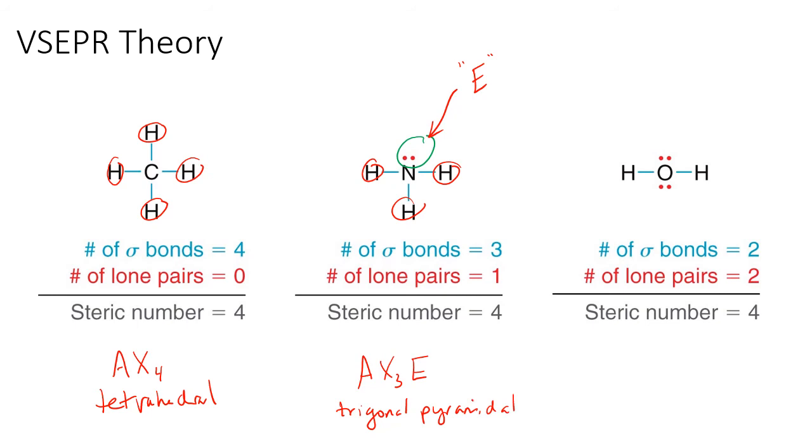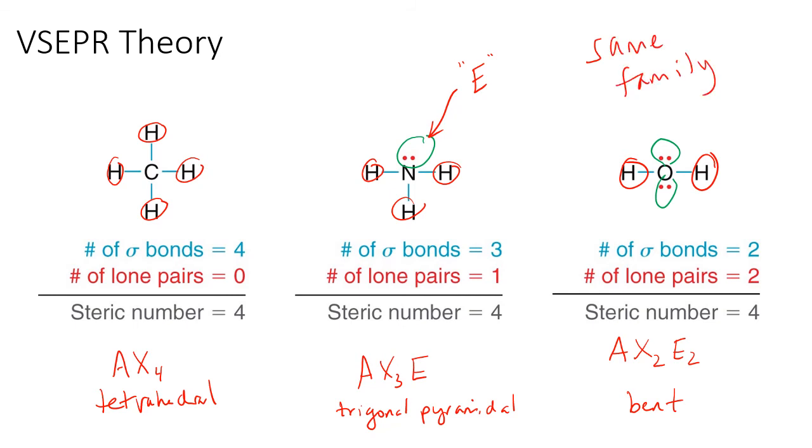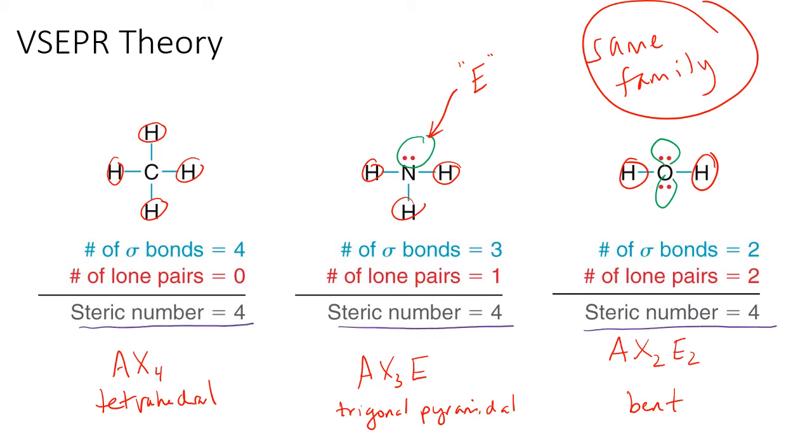in shape. And then lastly, for H2O, we have 2 bonding pairs, and then we have 2 lone pairs. So we would represent that as AX2E2, and that's going to be the shape bent. But notice all 3 of these are considered to be within the same family. So they're all derived from the tetrahedral arrangement because they all have the same steric number, which is 4, the total number of things around it.